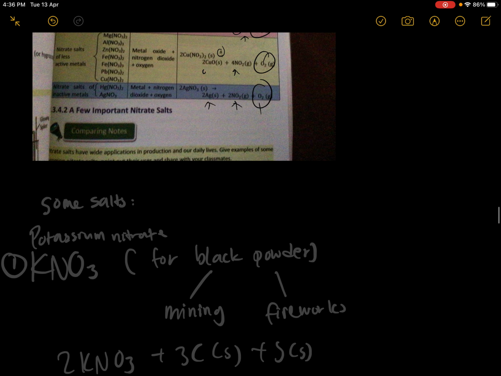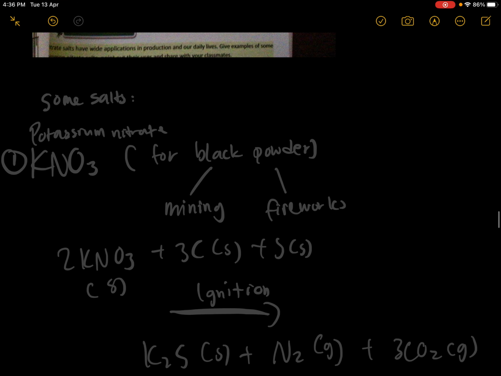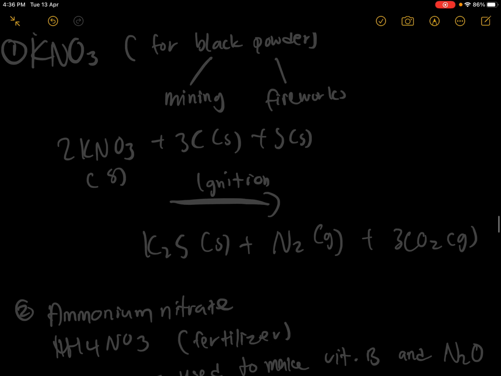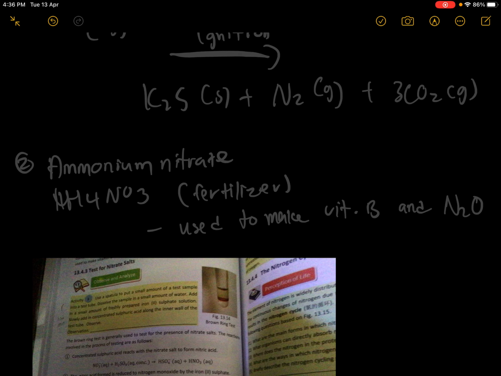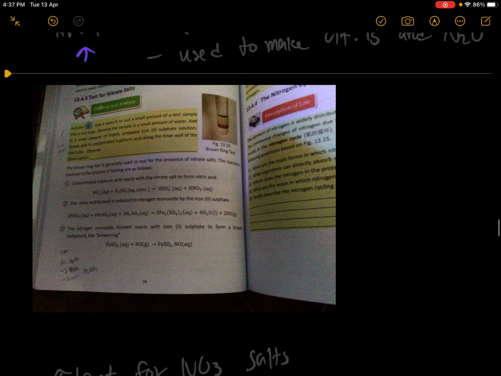Some salts mentioned in the book include number 1 is KNO3, which is potassium nitrate. It is the main composition of black powder, which is used for mining and fireworks. This is how potassium nitrate is used to prepare black powder. Ammonium nitrate is mainly a fertilizer, and you can make vitamin B out of it. And remember that if you decompose ammonium nitrate, you can create laughing gas.